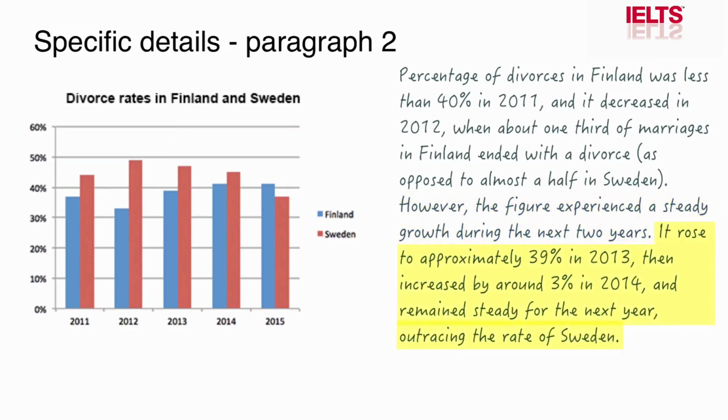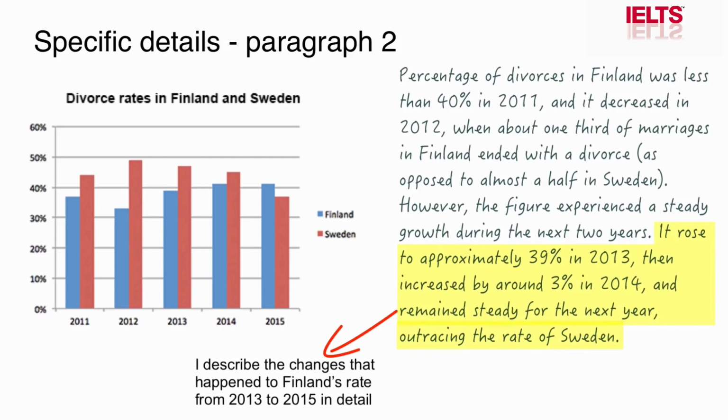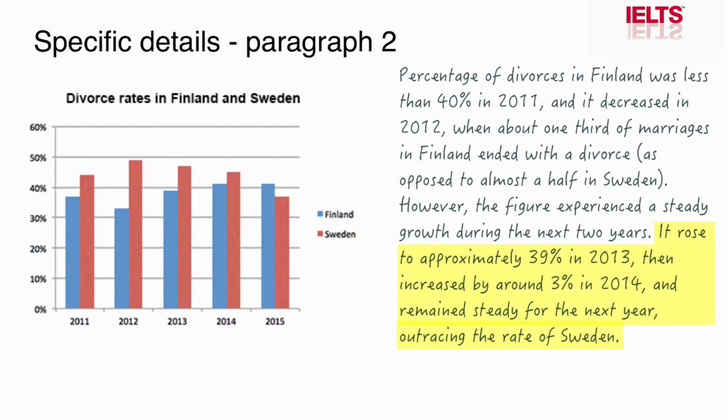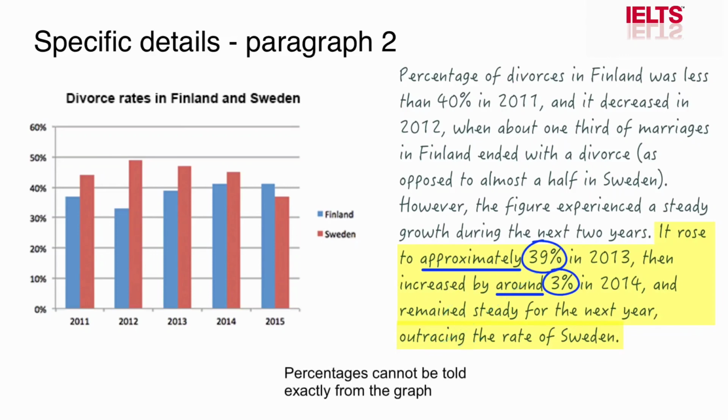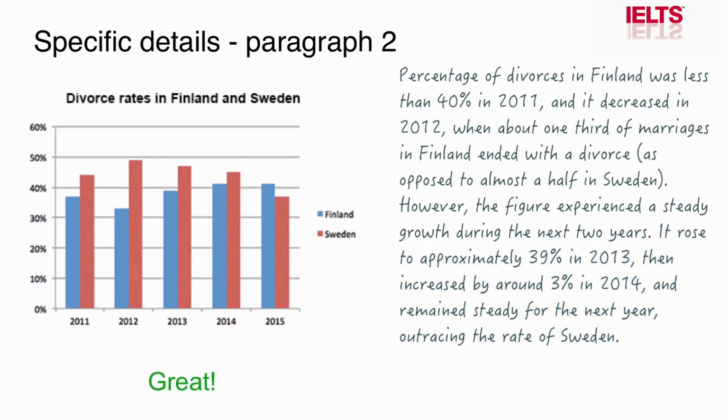In my last sentence, I describe the changes that happened to Finland's rate from 2013 to 2015 in detail. You can see that I use words "approximately" and "around" to show that I describe percentages, which cannot be told exactly from the graph. Great! That's all with our second paragraph with specific features.